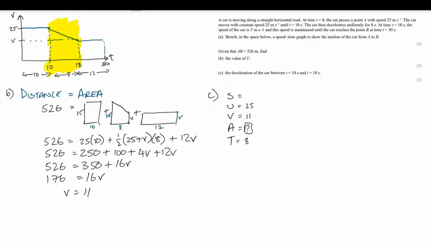Initial velocity of 25, final velocity of 11. We're looking for the acceleration. Time equals 8. Substitute these into the appropriate formula, and we get acceleration negative 1.75. Now we know this is a deceleration, but it's perfectly fine to leave this as a equals negative 1.75.